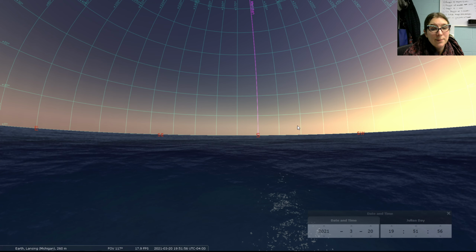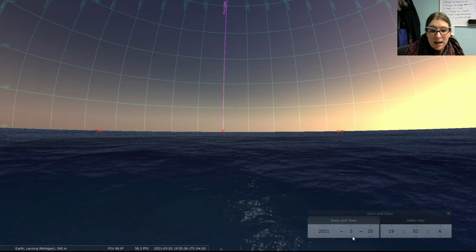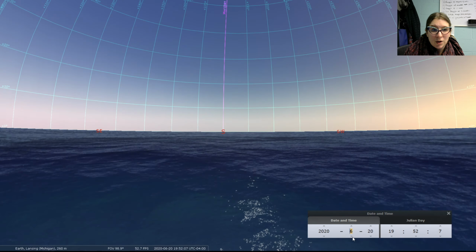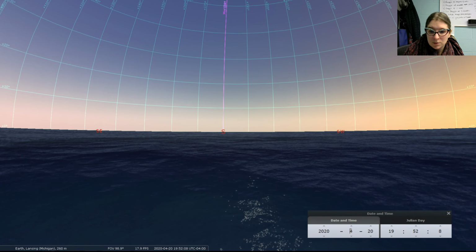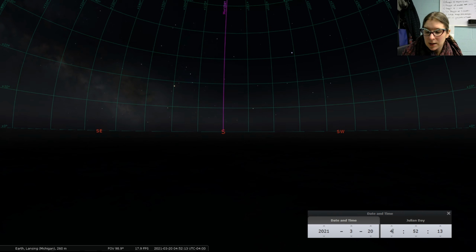In the wintertime, it rises and sets more towards the south. In the summertime, it'll be more towards the north. But that's one thing that makes it special. Let's go back to, oop, I clicked the wrong button. All right, so we're going to go back now to the morning. So about 4 o'clock in the morning.